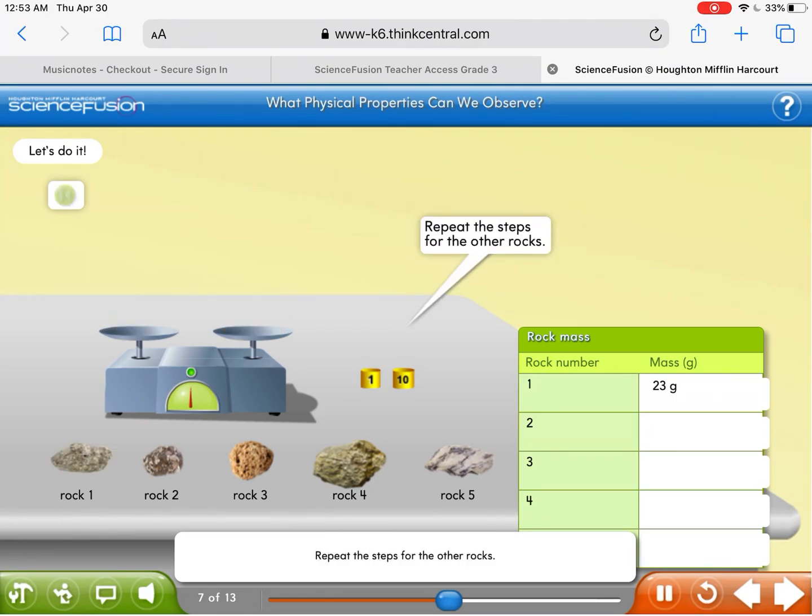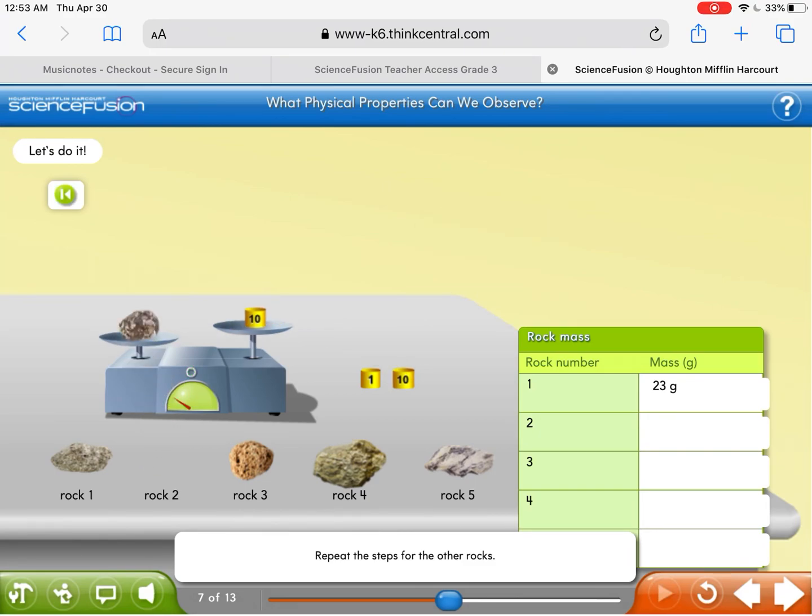Repeat the steps for the other rocks. And do the next one. Rock 2. Let's put 10s on until we get close to the middle. All right, I'm going to start using 1s now.